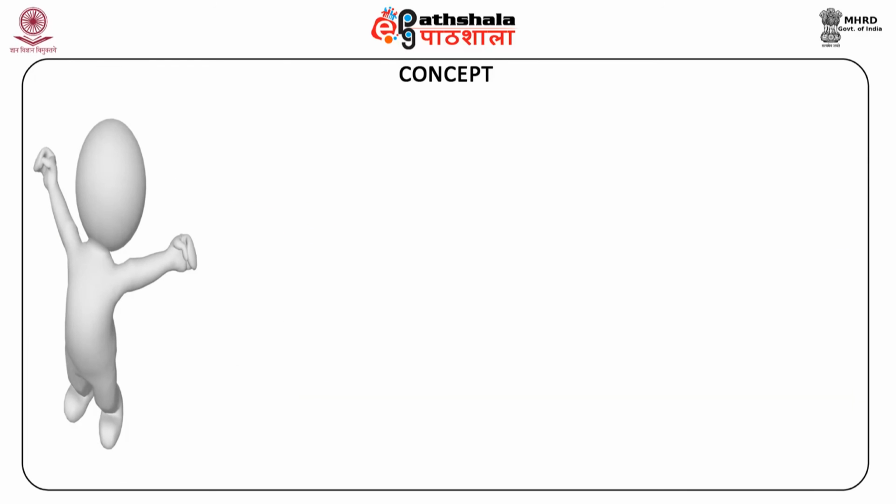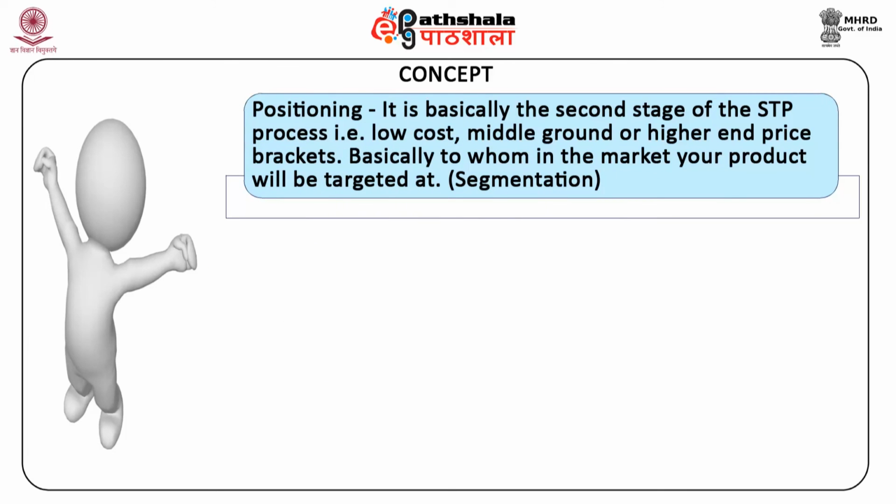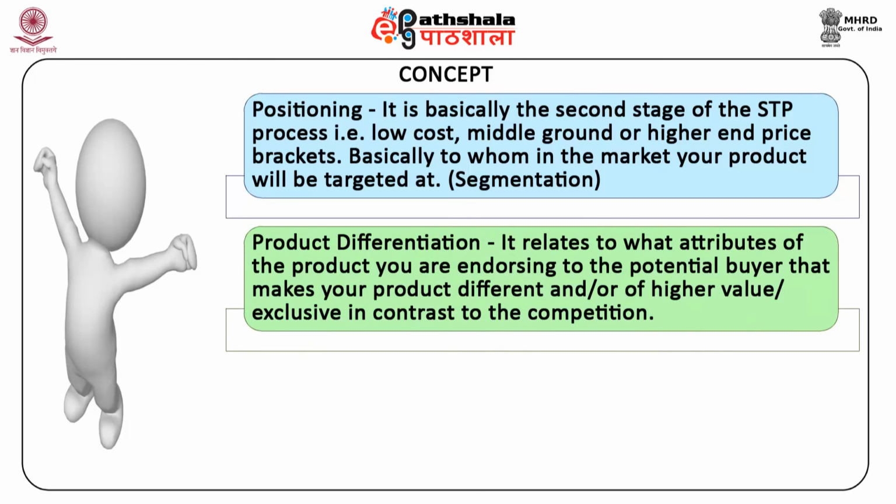Concept. Positioning is basically the second stage of the STP process, that is, low cost, middle ground, or higher end price brackets. Basically, to whom in the market your product will be targeted. Segmentation. Product differentiation relates to what attributes of the product you are endorsing to the potential buyer that make your product different and or of higher value, exclusive in contrast to the competition.